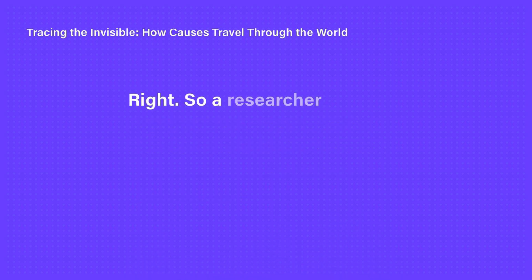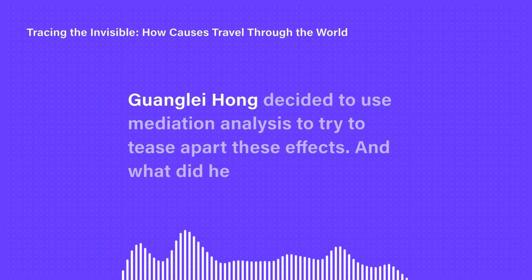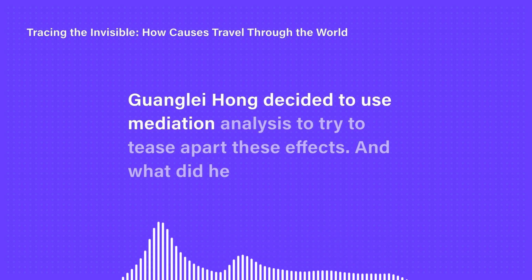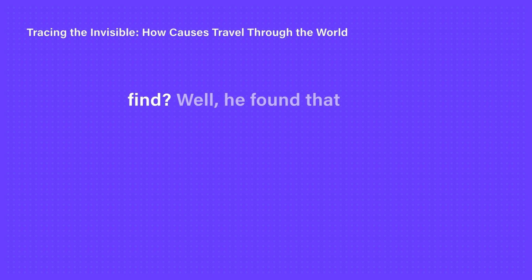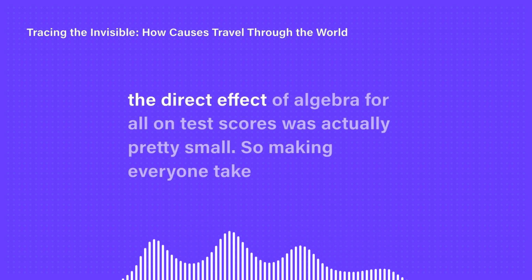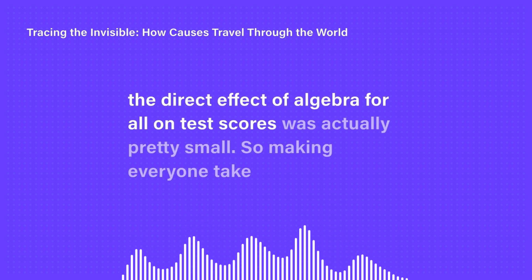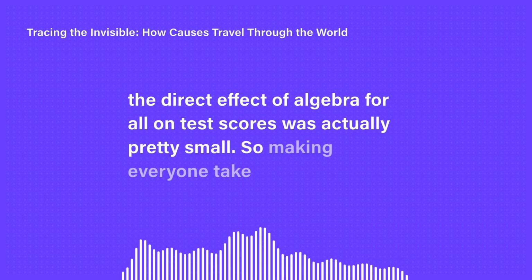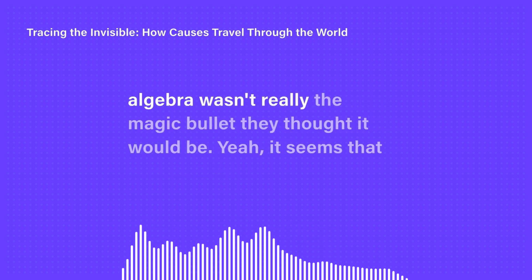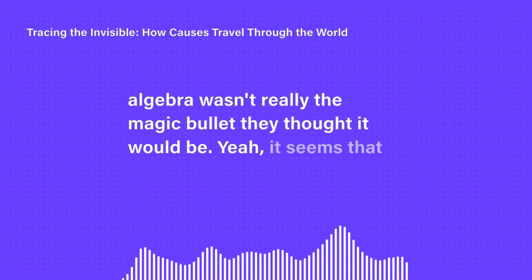Right. So a researcher named Guanglei Hong decided to use mediation analysis to try to tease apart these effects. And what did he find? Well, he found that the direct effect of Algebra for All on test scores was actually pretty small. So making everyone take algebra wasn't really the magic bullet they thought it would be. Yeah, it seems that way.